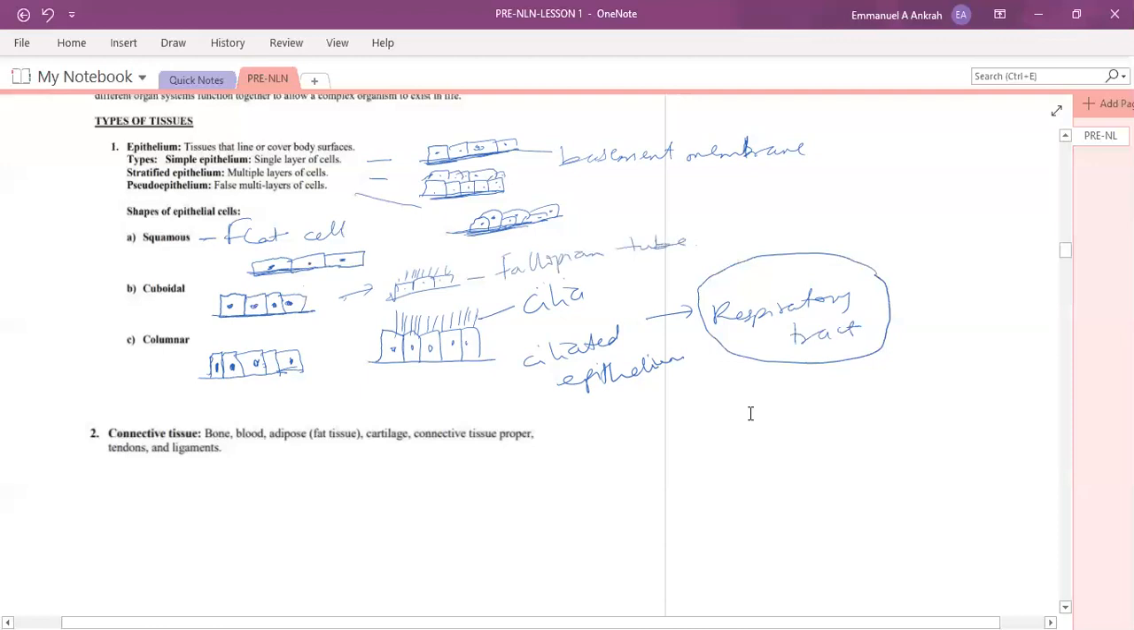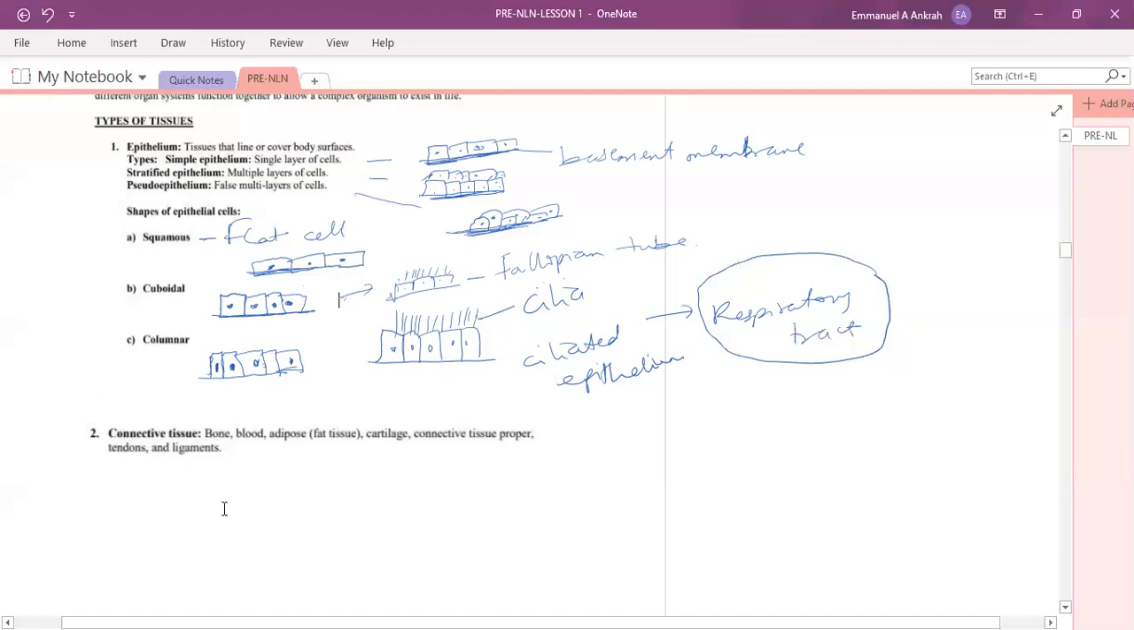So those are two things if you can remember. Ciliated epithelium, they like asking about the ciliated epithelium too. So you can put that down somewhere to remember. Respiratory tract, very common question. Okay. Great.